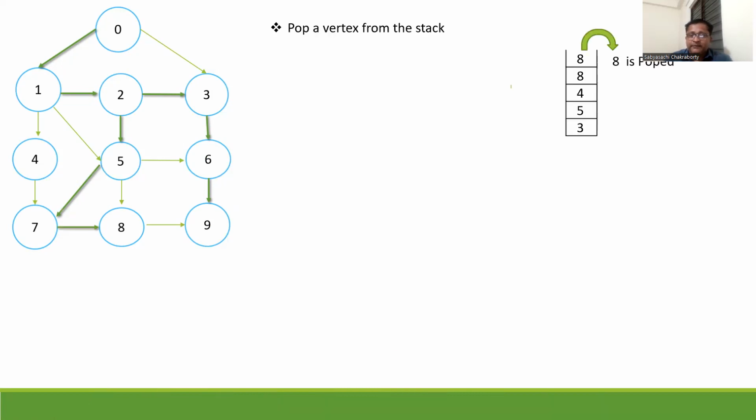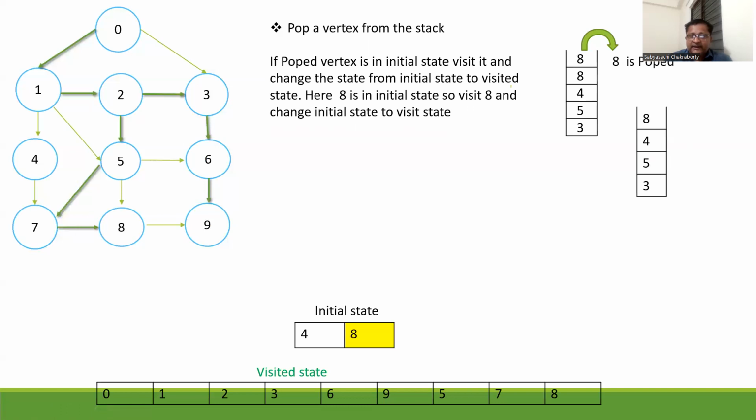So after that, the same 8 will be taken out of the stack. And then we include 8 in the visited array, leaving 4 as the only element from the initial state, and leaving 8, 4, 5, 3 in the stack.